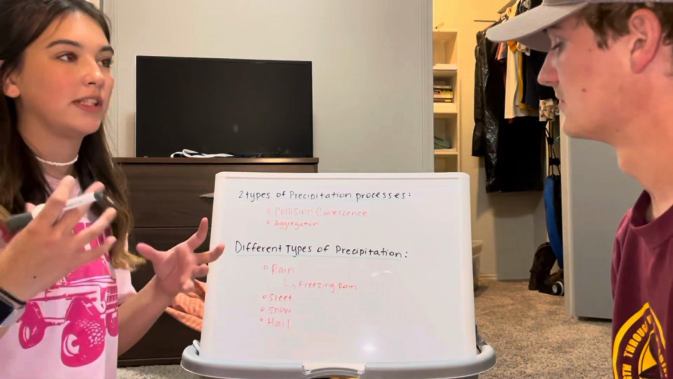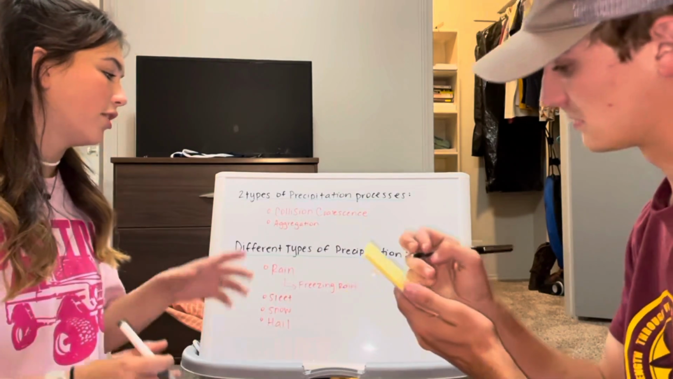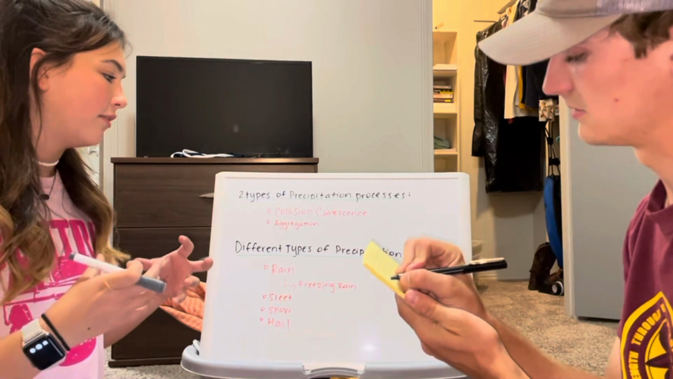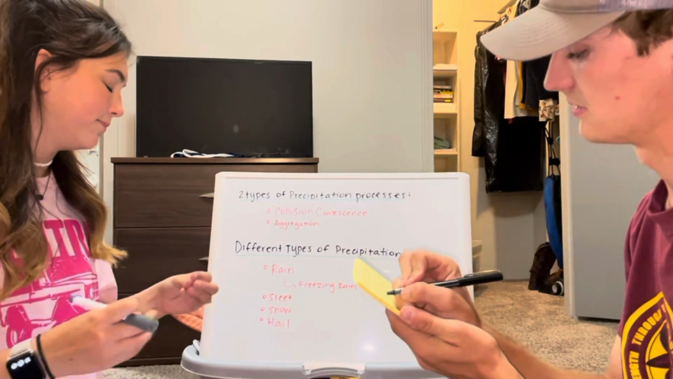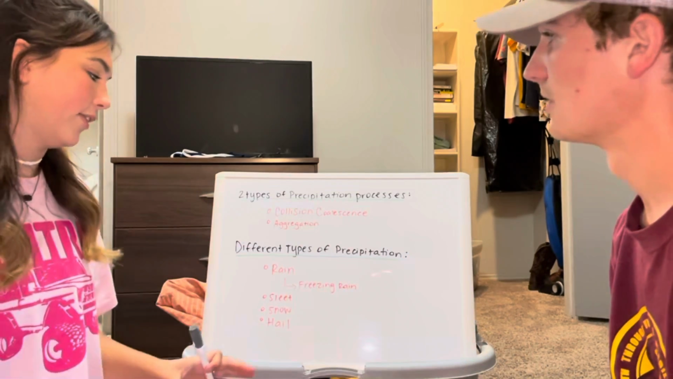Rain is just water droplets that fall to the ground. It has a subcategory of freezing rain, in which water droplets will fall to the ground and freeze once they hit the ground. Sleet, the water droplets will freeze before they hit the ground.